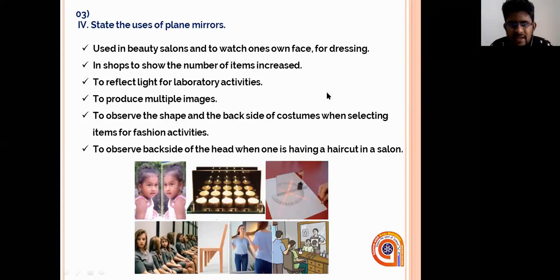To reflect light during laboratory activities, we are also using that. To produce multiple images, so to give multiple images also we are using that in certain instances. To observe the shape and the backside of costumes when selecting items for fashion activity. To observe the backside of the head when one is having a haircut in a salon. So accordingly, these are the uses of plane mirrors. So we'll go to the next one.